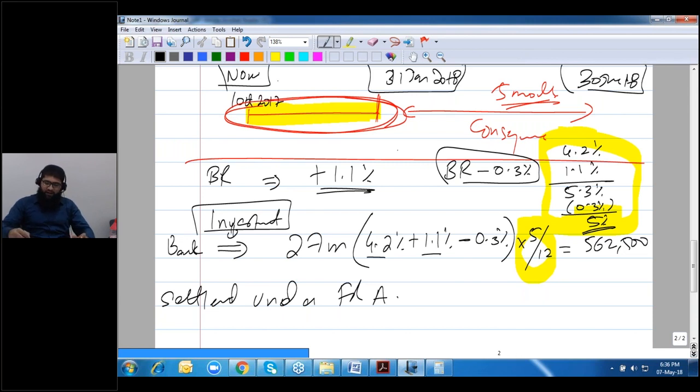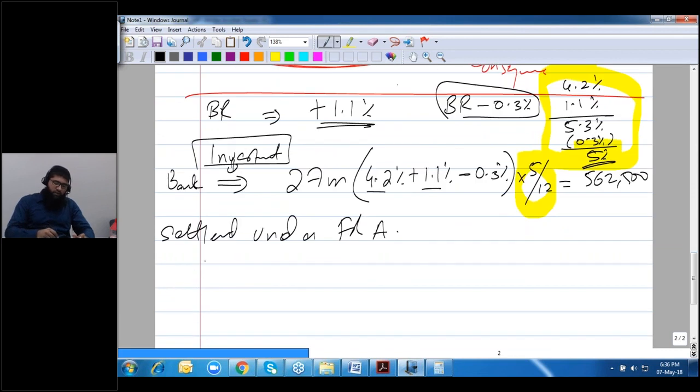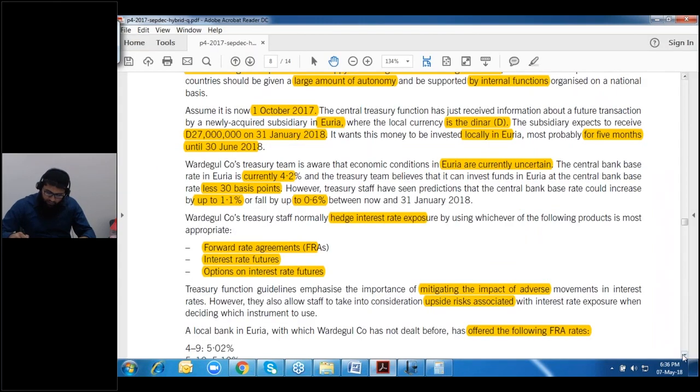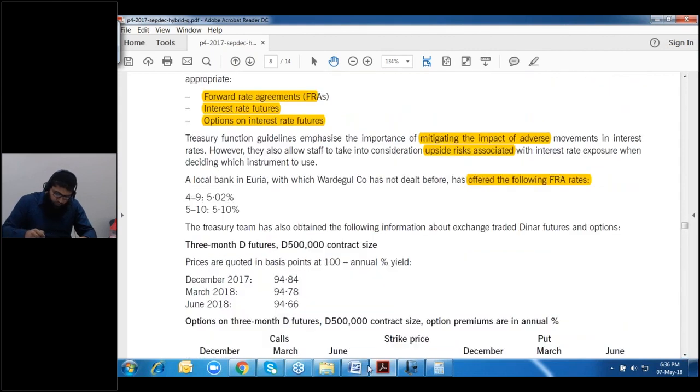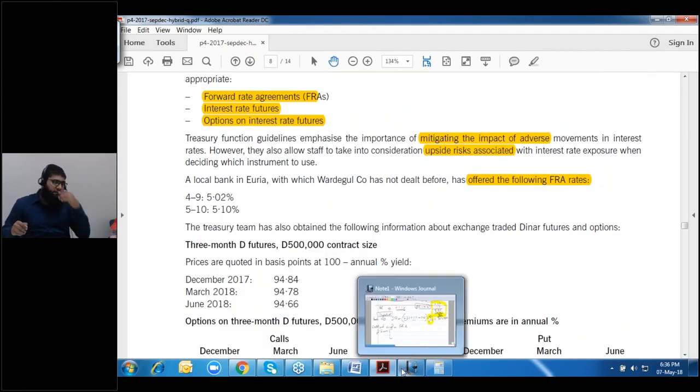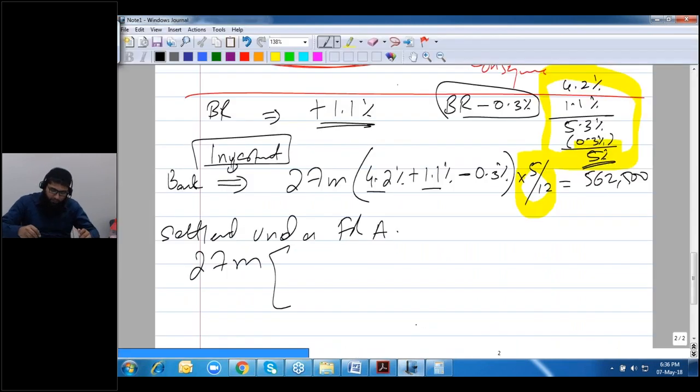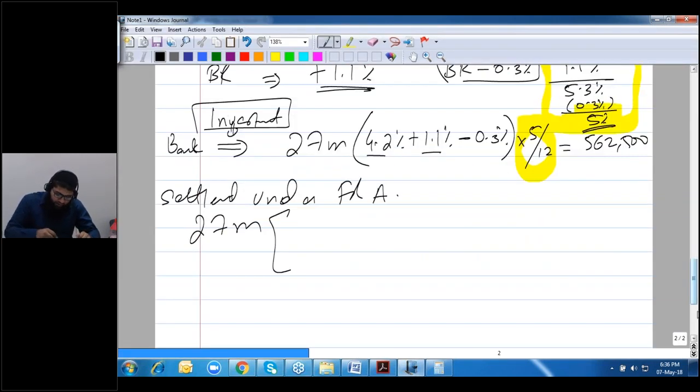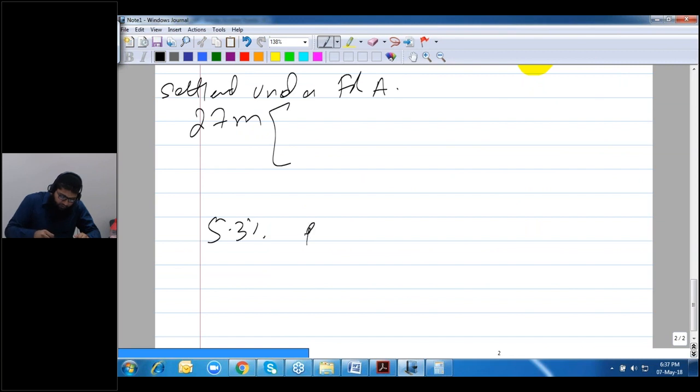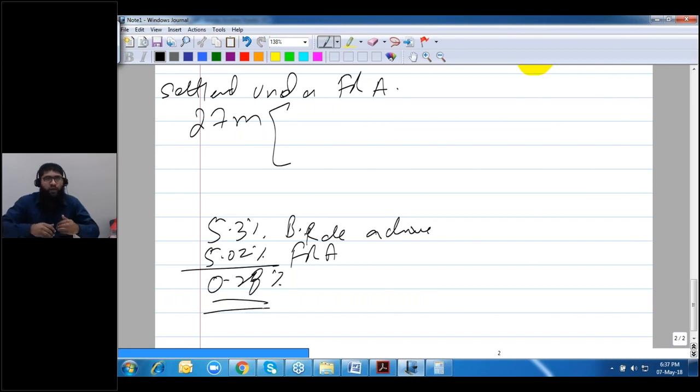So now if I talk about the settlement under FRA, the settlement under FRA is going to be 27 million multiplied by the rate difference. Now, the FRA that we have obtained actually has a rate of 5.02%. And what have we been able to achieve? We've been able to achieve 5.3%. So we have achieved a better interest rate of 5.3%. This is the base rate that we have achieved, and the FRA agreement required us to have a rate of 5.02%. So that means we have actually ended up earning an extra 0.28%.